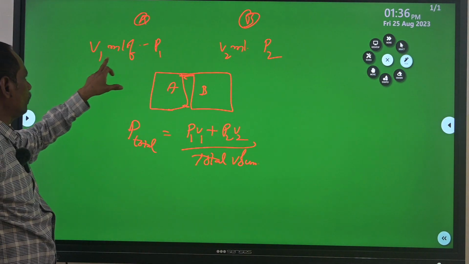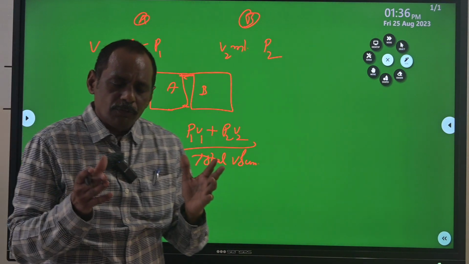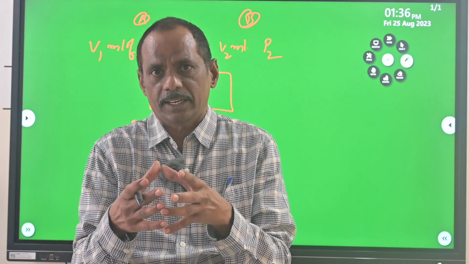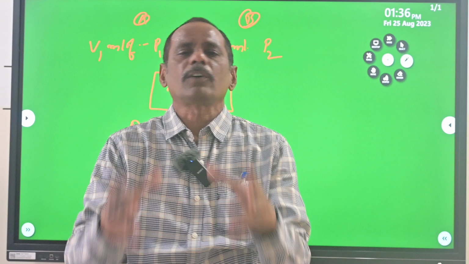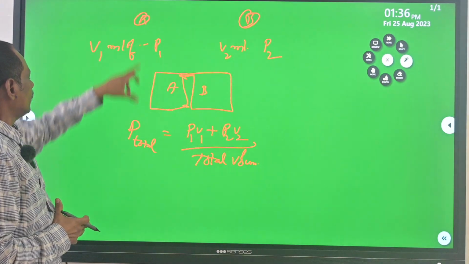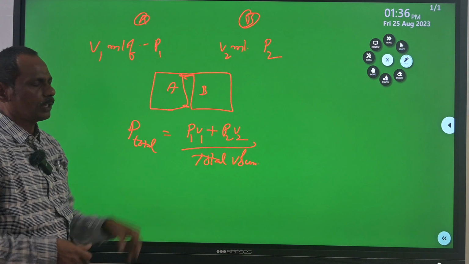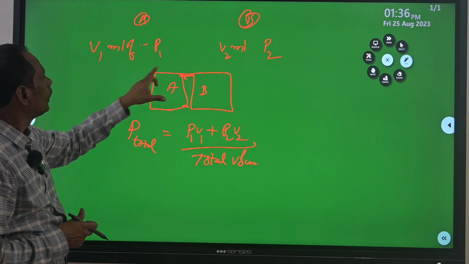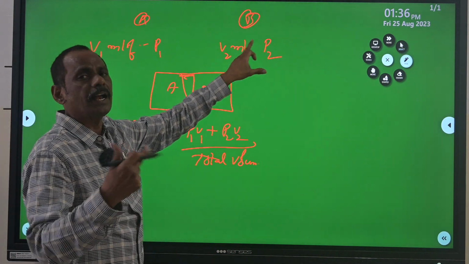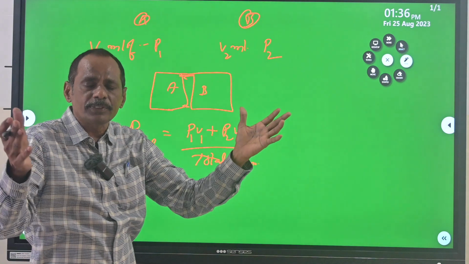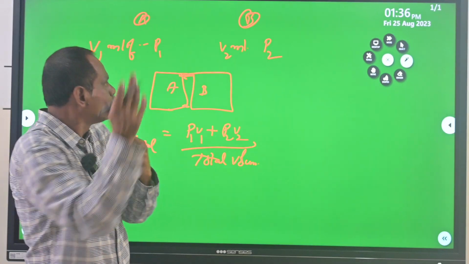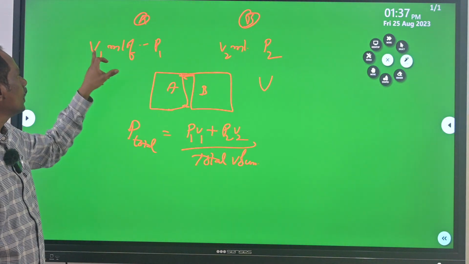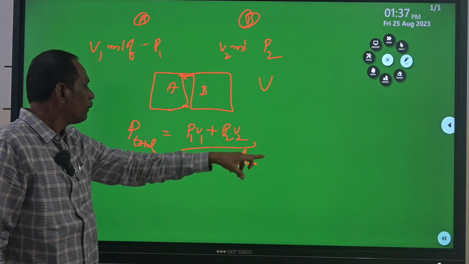Please understand. If two different volumes of gases at different pressures are mixed in a container, then the total pressure of the gas mixture is P1V1 plus P2V2 by total volume. P1 is the pressure of the first gas and V1 is its volume. And V2 is the volume of second gas and its pressure is P2. And if the two are mixed in a vessel whose volume is V, then the total pressure of the gas mixture is P1V1 plus P2V2 by total volume.